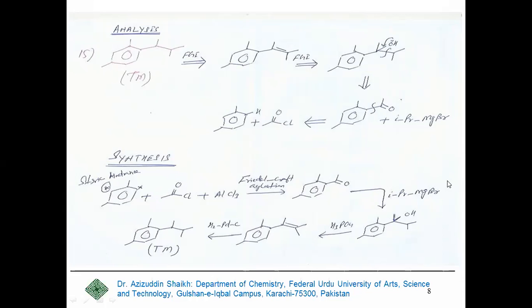Then isopropyl magnesium bromide reacts with the carbonyl compound, and you will obtain an alcohol. This is a tertiary alcohol. The tertiary alcohol is readily dehydrated in presence of phosphoric acid, and the double bond is obtained. Then you can reduce the double bond into a single bond, and you can obtain your target molecule.